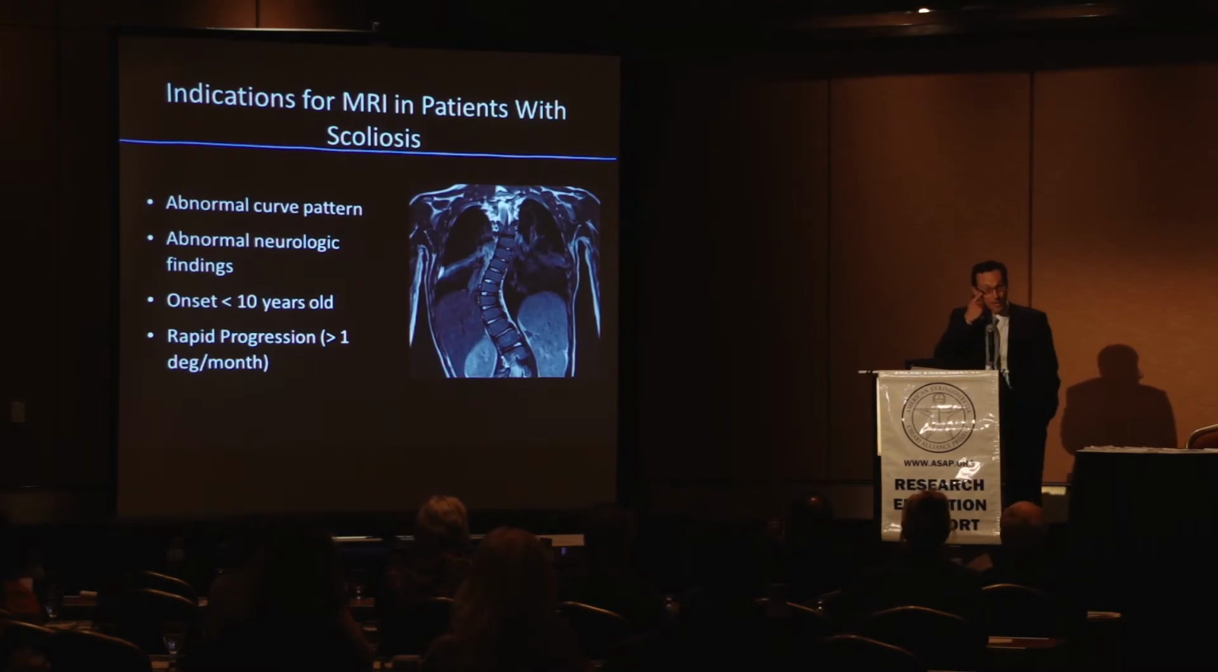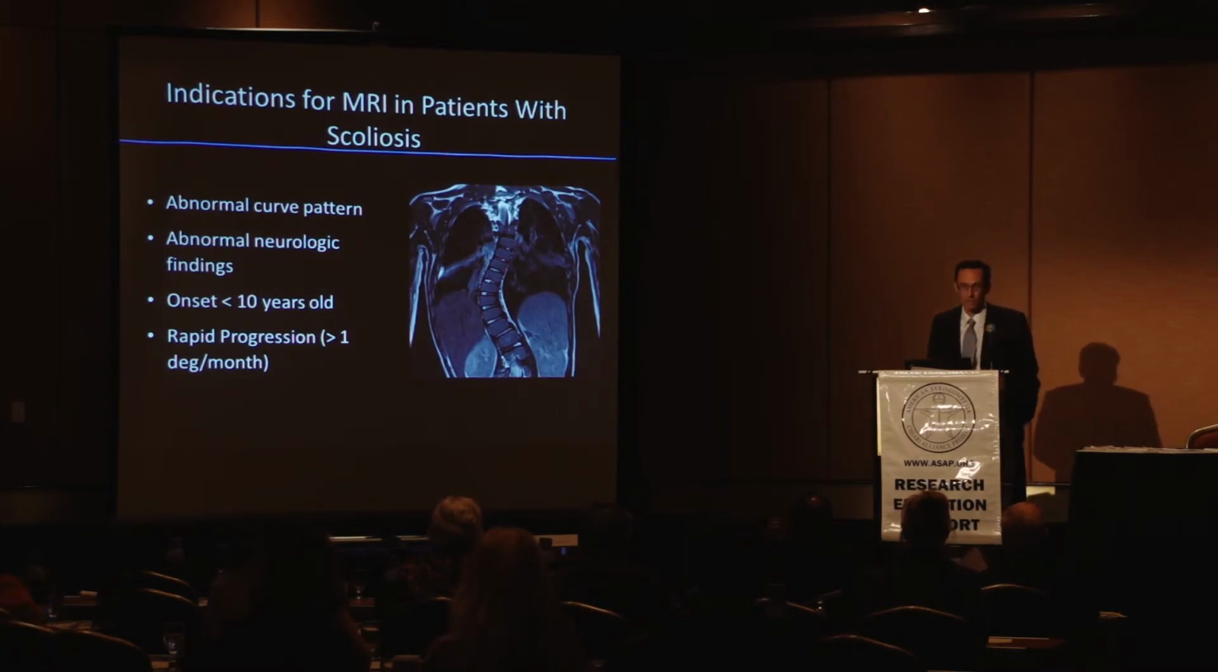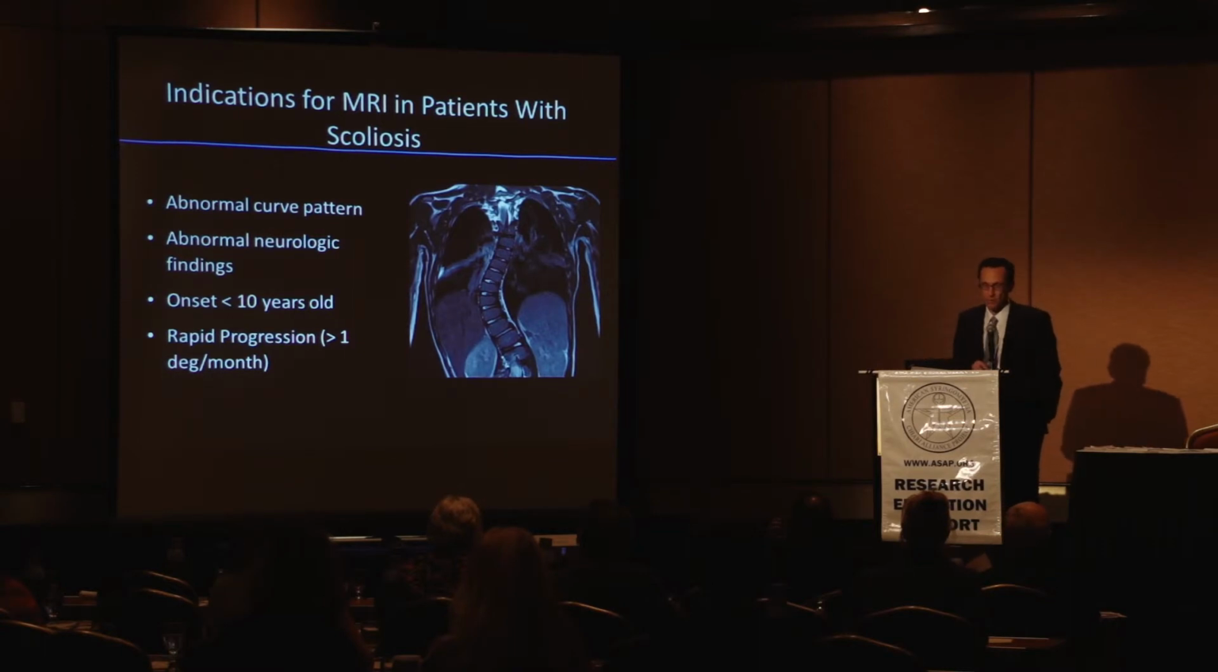What are the other indications for an MRI? Well, we mentioned an abnormal curve pattern, curve to the left, abnormal neurologic findings, onset of scoliosis less than 10 years old. We routinely order an MRI for curves more than 20 degrees, or rapid progression. What is rapid progression?